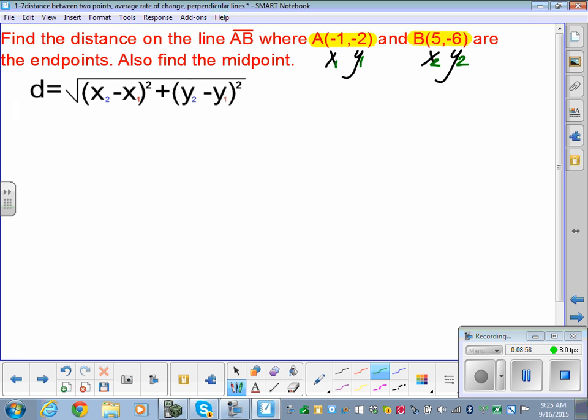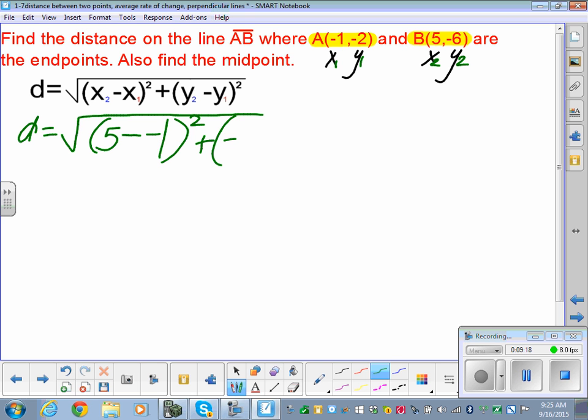So now we're going to plug it in. Distance is equal to the square root of x2. Locate x2. What is it? 5 minus x1. What is x1? -1, and that's squared. Question so far? Plus y2, which is -6, minus y1, so minus -2, squared.